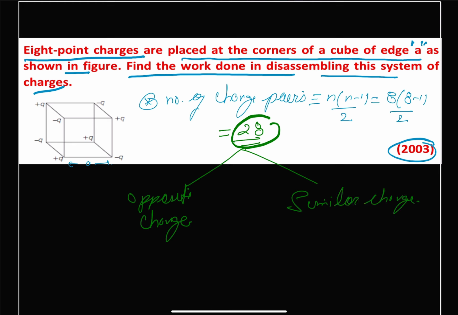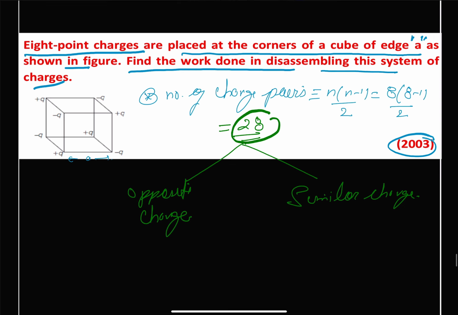And they need to be further segregated based on where this opposite charge as well as similar charge are placed, with respect to their distances. If we see this particular figure, we can understand that the similar charges are always on the same face. So the distance between these two charges will be equal to square root of 2 times A.